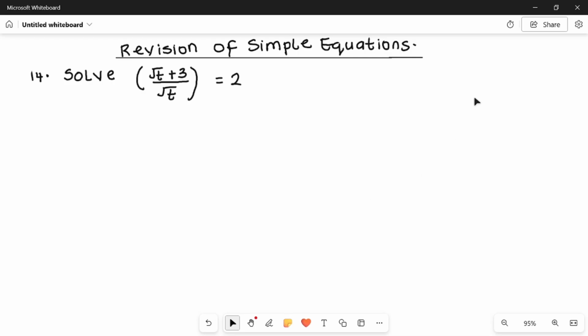So the first step is to separate the both of them. Root t plus 3 over root t will be written as root t over root t plus 3 over root t is equals to 2.